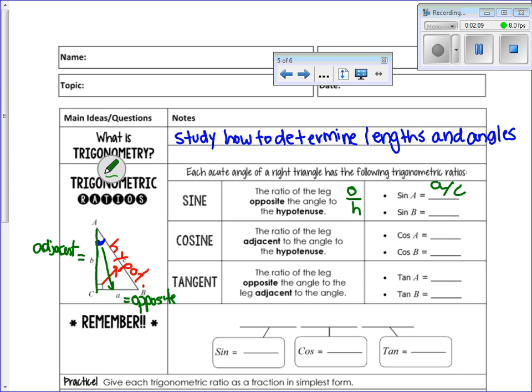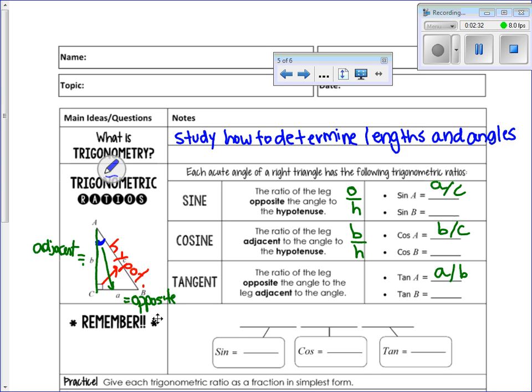Now for cosine, I have the leg adjacent over H. So for cosine A, I have b divided by c. For tangent, I have the opposite over adjacent. Here my opposite is a, my adjacent is b. So I have a over b.